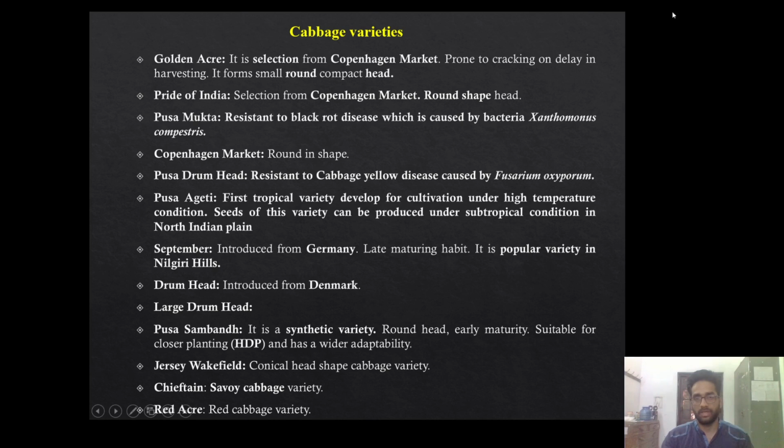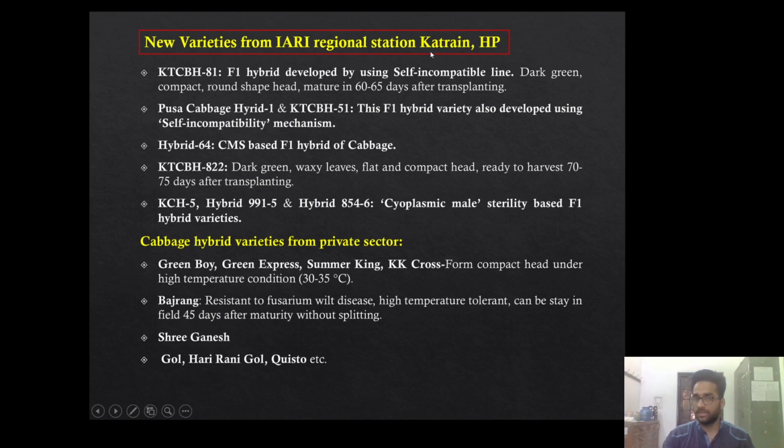Now, new varieties of cabbage developed by IARI Regional Station, Katrain. KTCBH-81 is an F1 hybrid developed using a self-incompatible line. Pusa Cabbage Hybrid 1 and KTCBH-51 are F1 hybrid varieties also developed using SI lines. Hybrid 64 is important, developed using a cytoplasmic male sterile line. It is a hybrid developed by using CMS line. KTCBH-822 is also a new variety. KCH-5 and this hybrid are also developed by using cytoplasmic male sterile line.